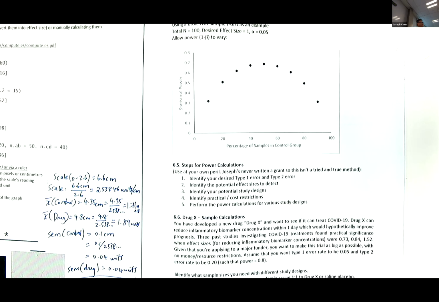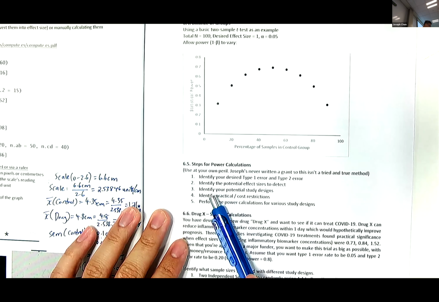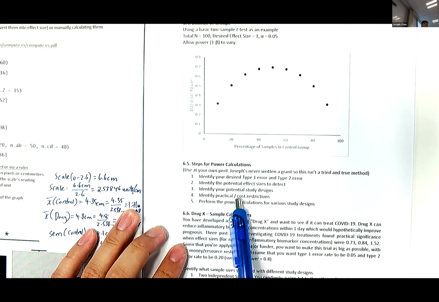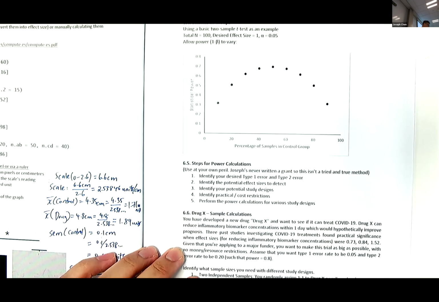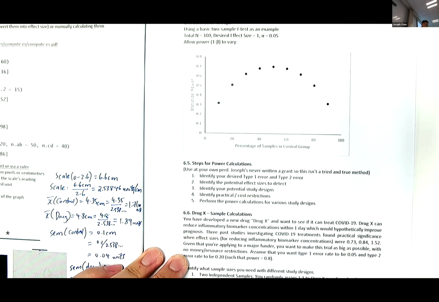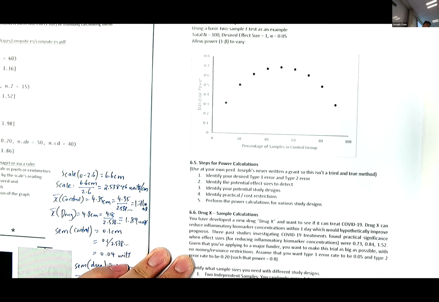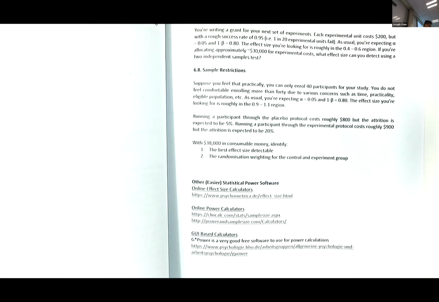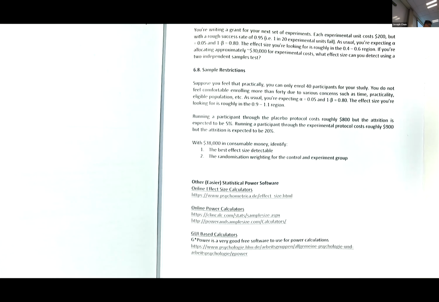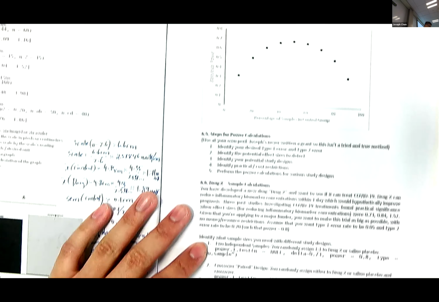If you did a crossover study, so people received drug X, then placebo, or the other way around, that usually has higher statistical power than just getting two separate groups. I'll talk about that in the following example. And then, obviously, you need to identify practical or cost restrictions, and then you can perform your power calculations for various study designs. I think I go through that later as well.